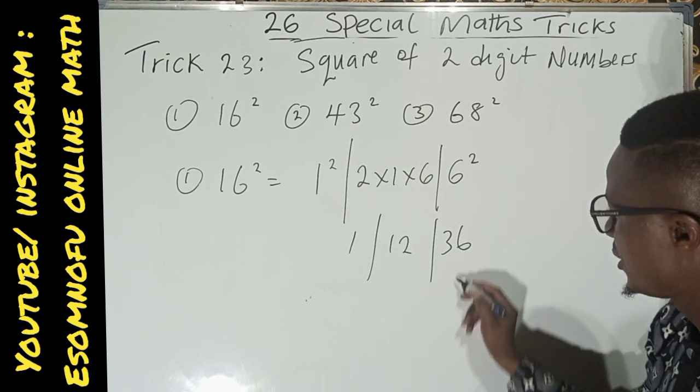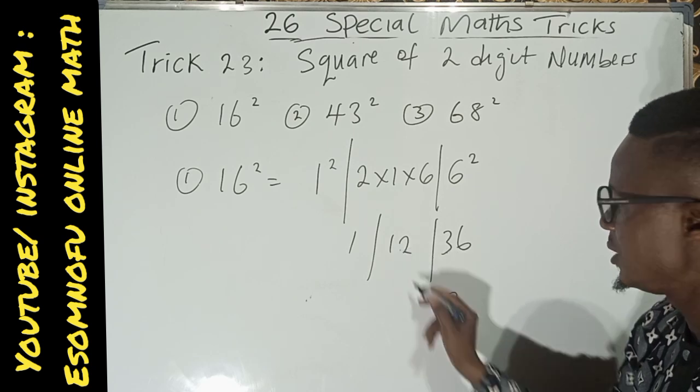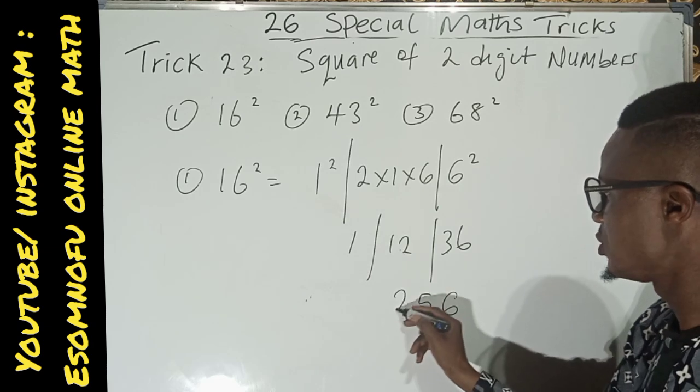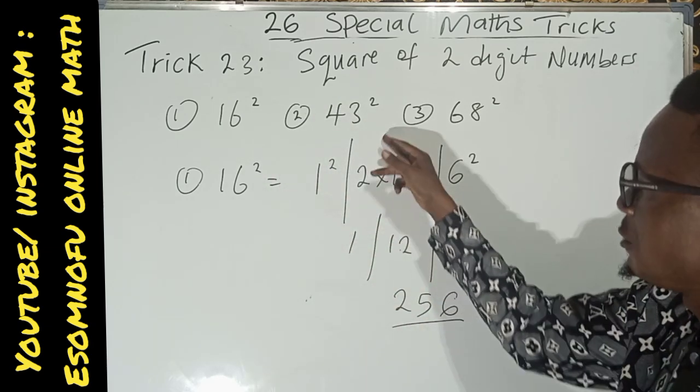Now to get your answer, you write 6, carry 3. Add 3 to 12, it becomes 15. You write 5, carry 1. Add 1 to 1, it becomes 2. Therefore, the square of 16 is 256. Let's go to 43.